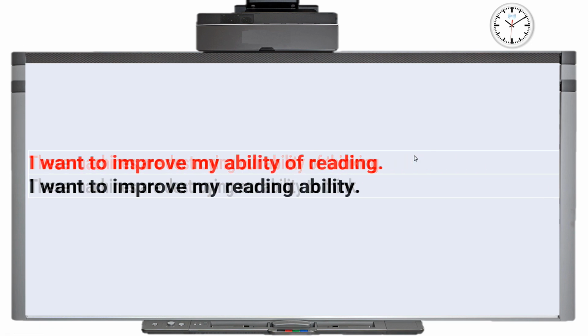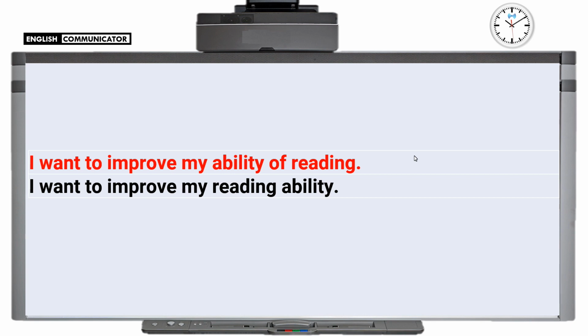Next slide. "I want to improve my ability of reading." It's wrong. "I want to improve my reading ability." "Ability of reading" would mean, for example, that you have an eyesight problem, but here ability means you cannot read for some other reason, not a health issue. So "I want to improve my reading ability" is the correct sentence.